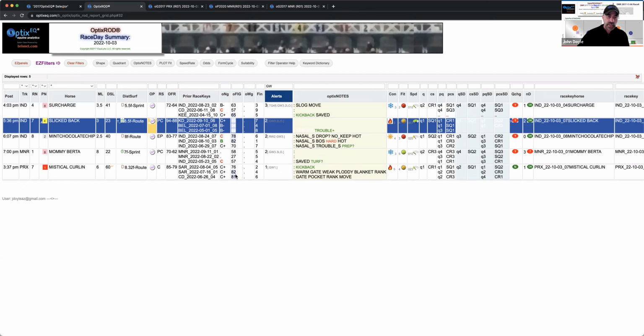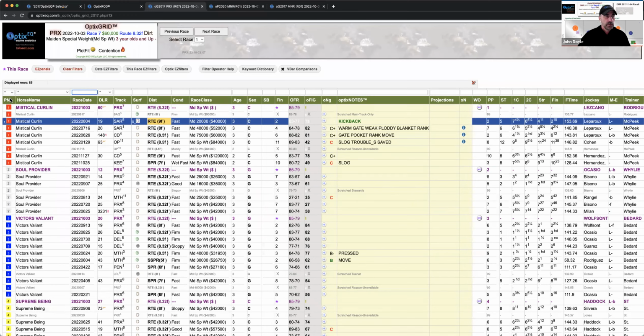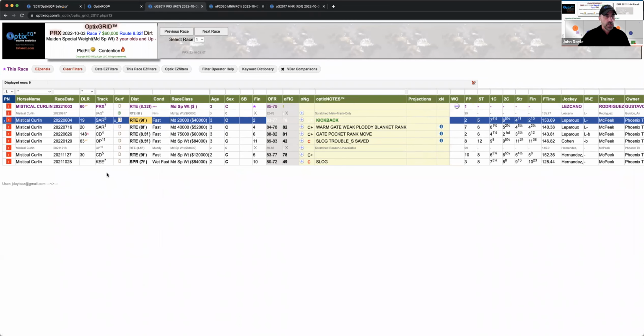You see these shaded things. That means this horse has been running within the Optix fig range the last couple of races. So this horse is obviously fast enough to win this race. The 60-day layoff, let's look at that. So let's go to the grid and let's look at Mystical Curlin. Okay, so let's look at this horse.